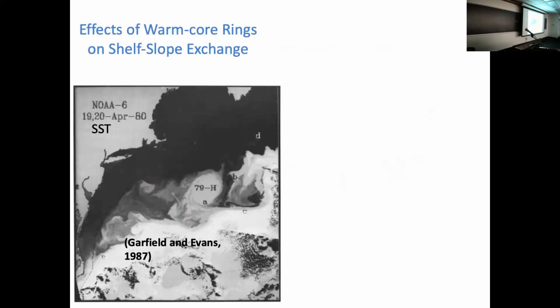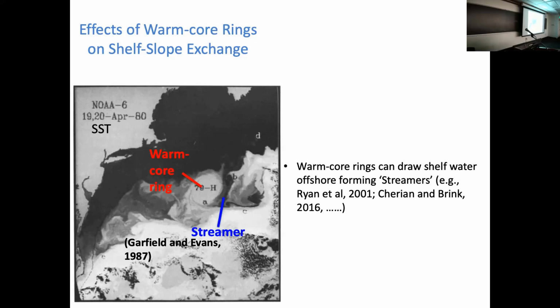So people have been thinking about this for a while. Here I purposely chose a really old image from a paper back in the 80s. You can see the satellite image is all black and white, and back then they actually named individual rings like we name hurricanes now. So the 79H, this particular ring, impinges onto the edge of Georges Bank. One obvious thing from this is what is called a shelf streamer. You can see the shelf water being drawn into the slope sea by the ring on the eastern side of the ring. So that's one process by which a ring can induce cross-shelf exchange. Over the years, a lot of people have thought about the dynamics of shelf water streamer formation, more recently Brink and others.